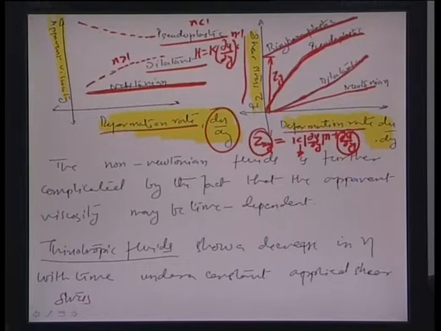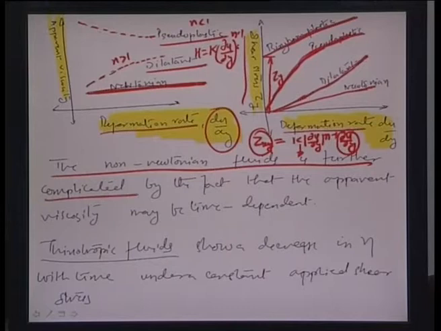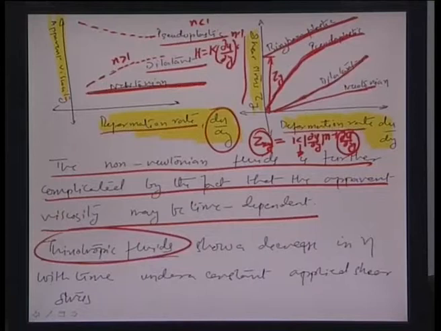In non-Newtonian fluids, the situation is further complicated by the fact that the apparent viscosity may be time dependent. Some of these fluids are known as thixotropic fluids, which typically show a decrease in the viscosity value with time under a constant applied shear stress. So thixotropic fluids may pose a situation where, with time, the viscosity decreases, maybe with or without deformation. Sometimes, if the viscosity is changing with deformation, it may be classified rather as a pseudoplastic fluid.